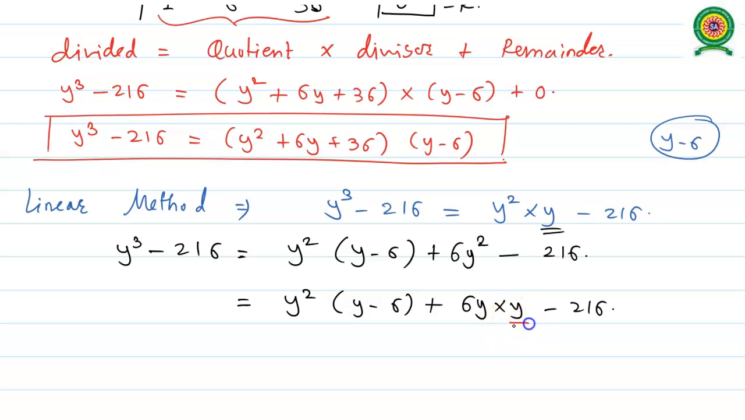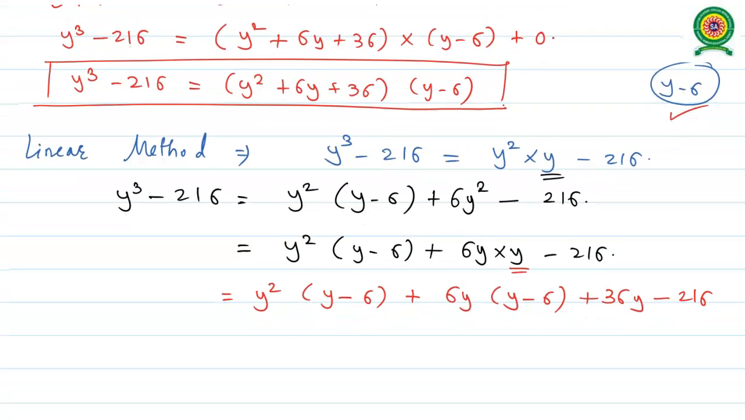Now we have to replace one of the y again by the divisor y minus 6. We are just adjusting the divisor y minus 6, keep in mind. So 6y into, I am writing, y minus 6. So 6y into y gives 6y square after simplifying, and 6y into minus 6 gives minus 36y. To cancel out the minus 36y, we add positive 36y and minus 216 as it is. Once we simplify this step, we definitely get our dividend y cube minus 216.